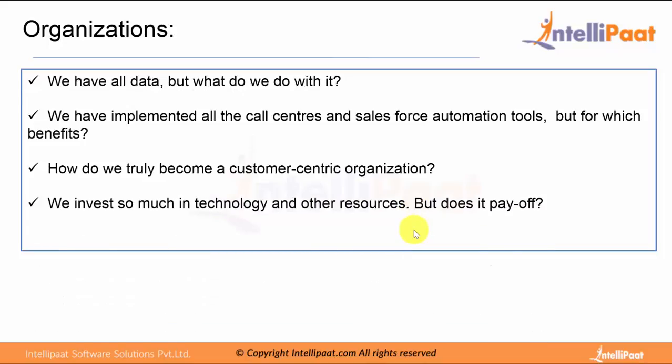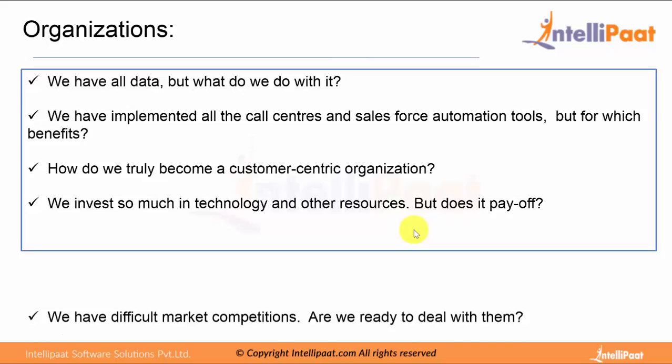And next is this fourth point, which we discussed as part of the first one. We invested a lot in technology and other resources, and resources in the sense it can be hardware or software or manpower. They have invested a lot to store and process the data and to do their online transactions, like daily transactional processes. But what kind of real benefit can they get? They want to know that.